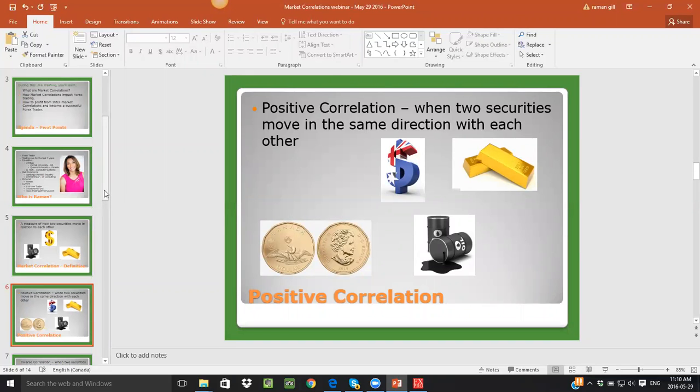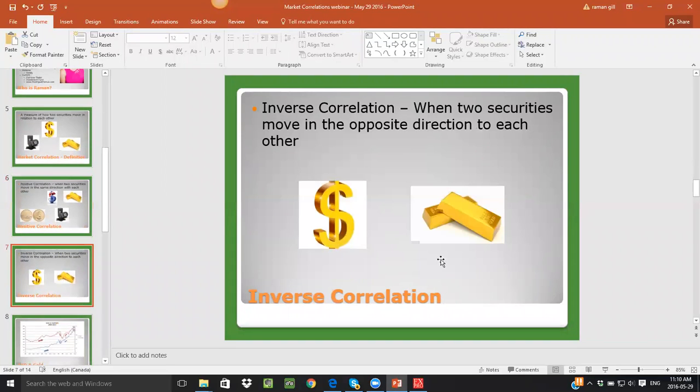All right, so moving on, the next thing is inverse correlation. Inverse correlation is when two securities move in the opposite direction to each other. For example, US dollar and gold are inversely correlated. When gold goes up, US dollar goes down, and when US dollar goes up, gold goes down. And we'll talk a bit more about that.